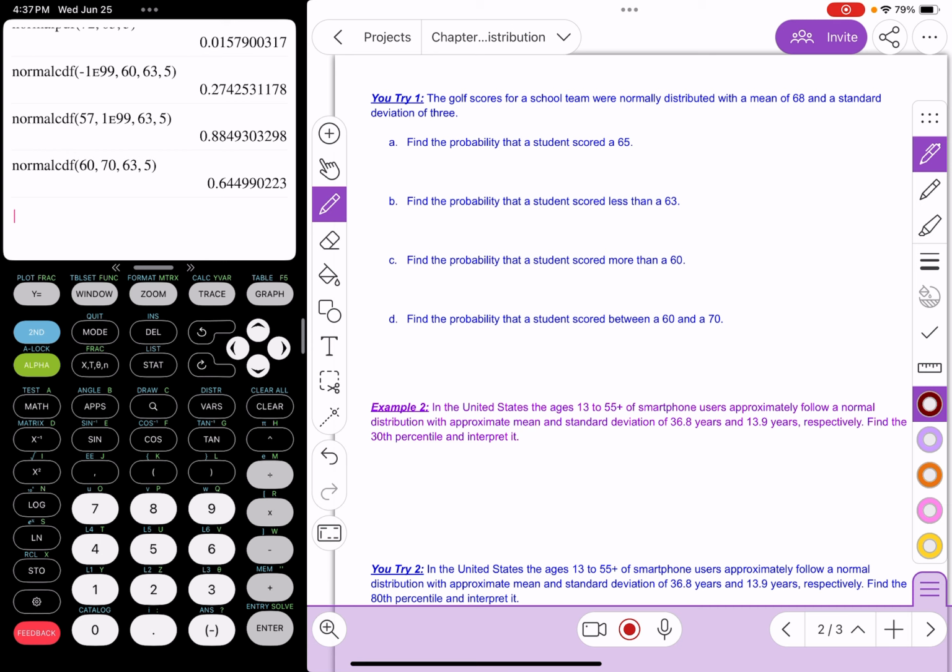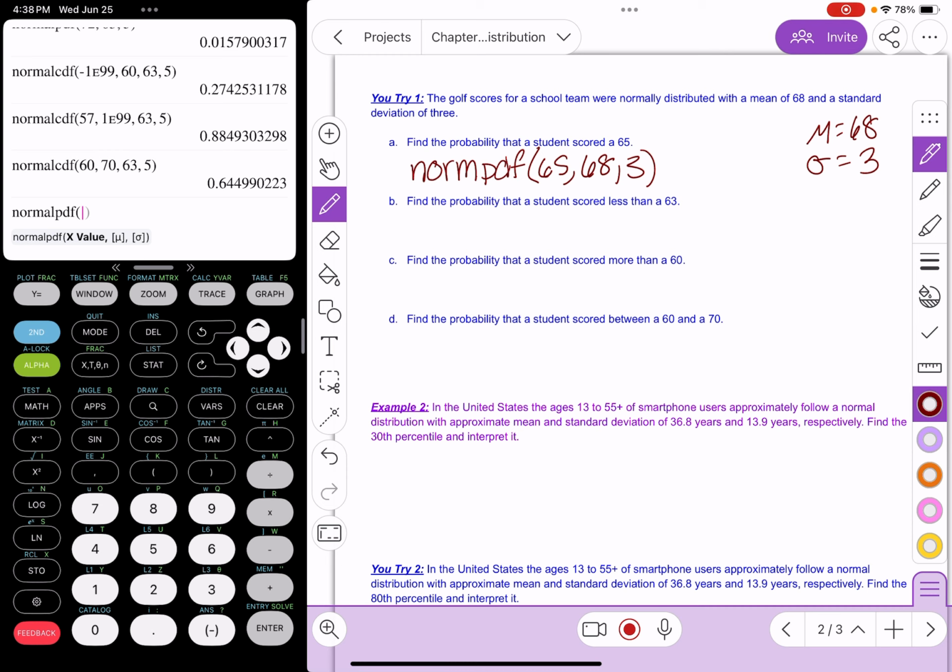All right, so here we have a mean of 68 and a standard deviation of 3. The first one is the probability they scored exactly a 65, so that's PDF. So we're going to do second vars 1. So we want the x value, which is a 65, then the mean, then the standard deviation.